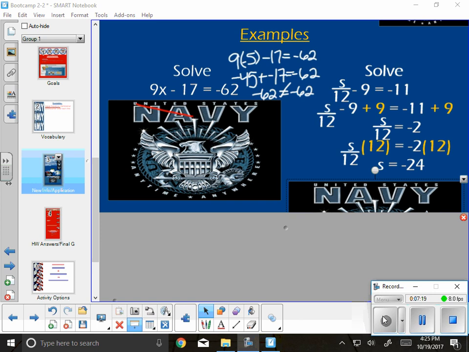And just like previously, if we want to go ahead and put that answer back into our original equation to check our answer, we can. So if we were to do that, we'd have negative 24 over 12 minus 9 equals negative 11. And if we're following the order of operations, we'd have to do division first. So negative 24 divided by 12 is going to give us negative 2. From there, we'll have negative 2 minus 9 equals negative 11. And remember, subtraction is just adding the opposite. So you'd have negative 2 plus negative 9 equals negative 11.